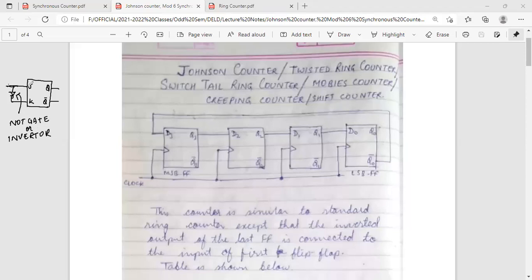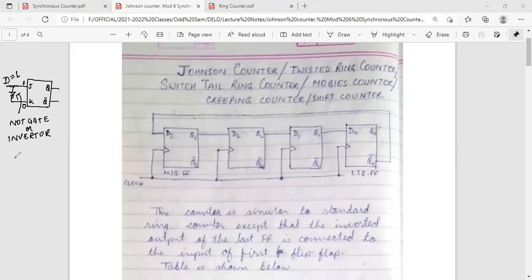Here, instead of giving different J and K inputs, we are giving only one input, the D input. If we put D equal to 1, then at J we will have 1 and at K we will have 0. Why 0? Because a NOT gate is introduced here.